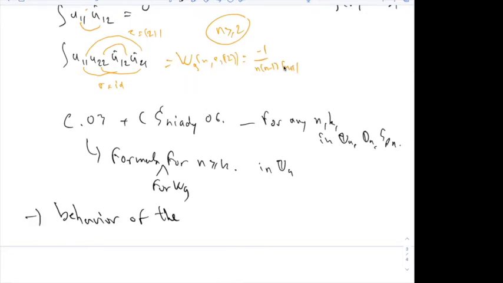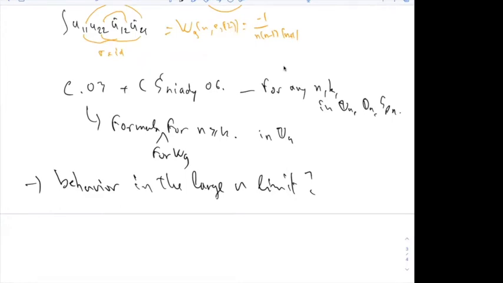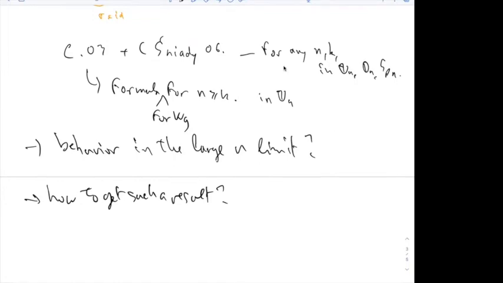So, behavior in the large n limit. Maybe what I could do is try, I promise I will do it. I would like to try to explain how to compute, how to get such a result. Well, maybe I will be a little bit sketchy, but hopefully you get the idea.